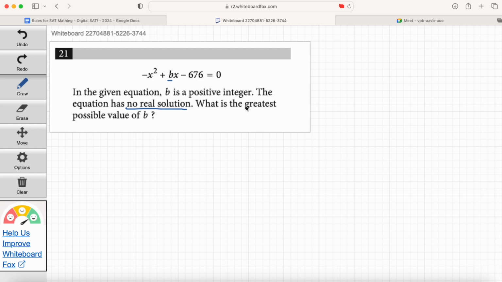Are we going to have any x-intercepts? Are we going to have one x-intercept? Are we going to have two x-intercepts? What's this going to graph like if there's no real solution? Let's talk about that first.